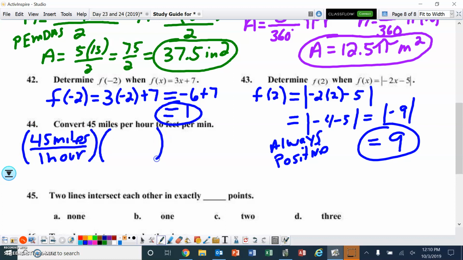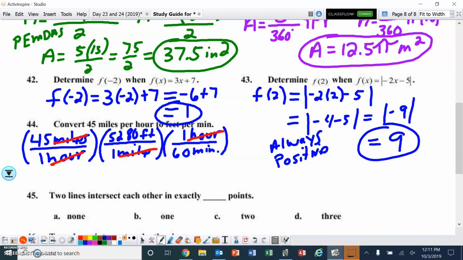Okay, well, first of all, I am going to convert my miles into feet. So I'm going to put 1 mile on the bottom so that I can cross off the miles. And what do I know about 1 mile? It's 5,280 feet. Okay, then I need to get rid of the 1 hour. So I'm going to put 1 hour up here so that I can cross the word 1 hour off. And since it's minutes, how many minutes are there in 1 hour? There are 60 minutes. Multiply the top, I get 237,600. And on the bottom, I have 60. Divide those, and I get 3,960 feet per minute.